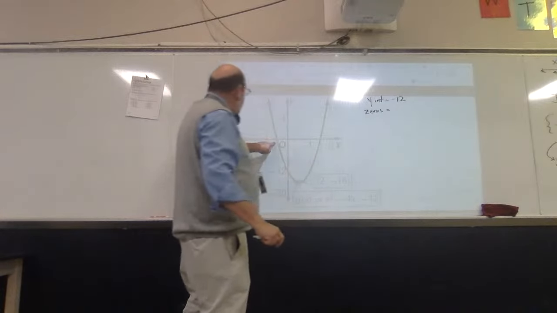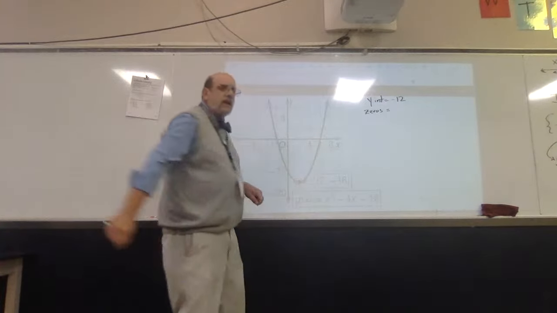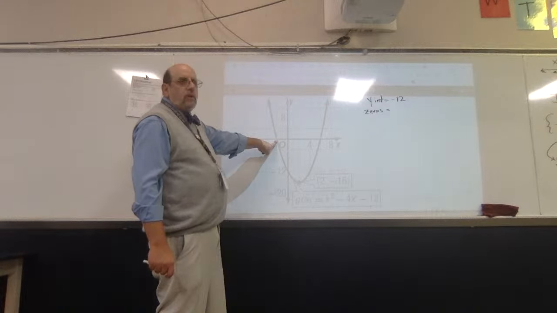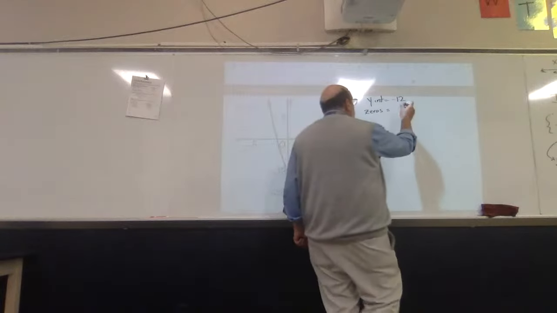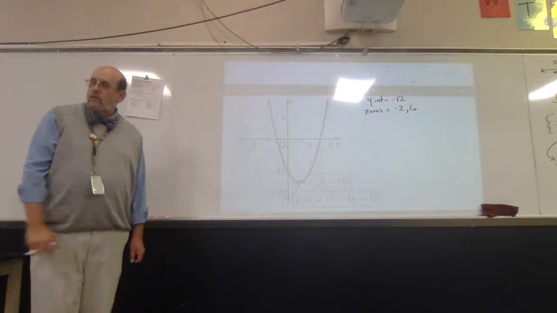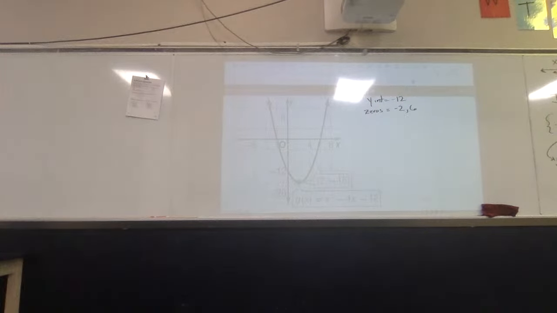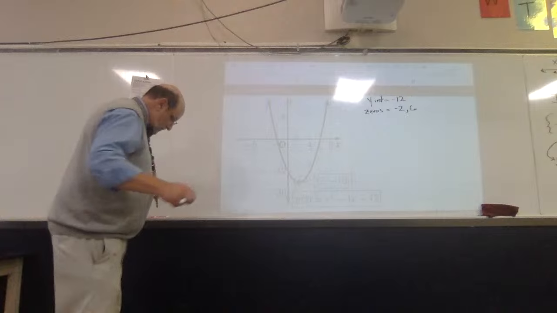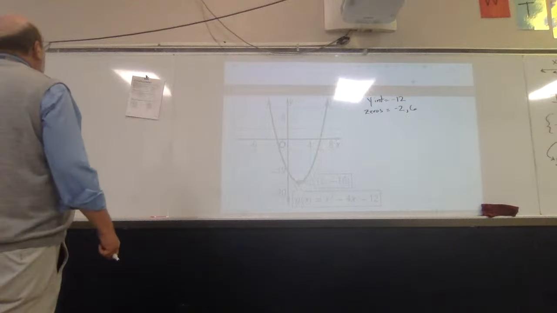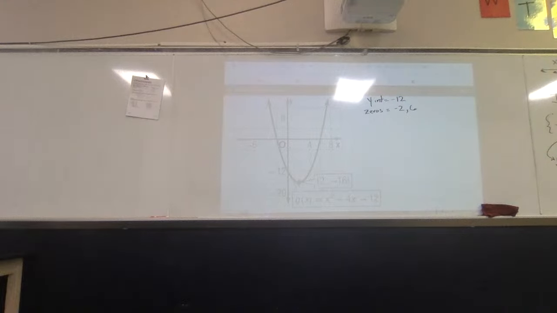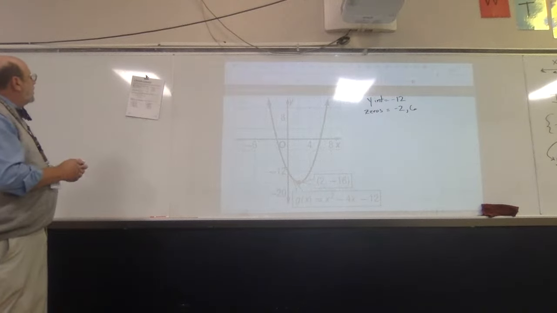Our zeros, or our roots. Where does it cross the x-axis? This is negative 2, it goes by 2s, 6 and 2. Negative 2 and 6, right? So we'll list negative 2 and 6. Write these things underneath: y-intercept and zeros. Domain. I want to find the domain and the range and approximate the y-intercept and the roots. We'll talk about doing it algebraically later, but not right now.